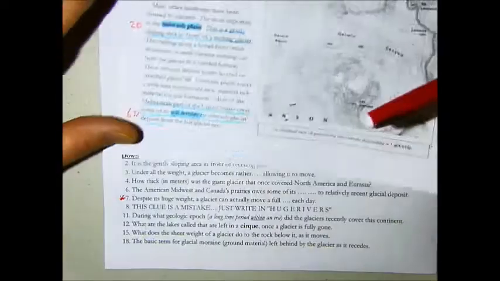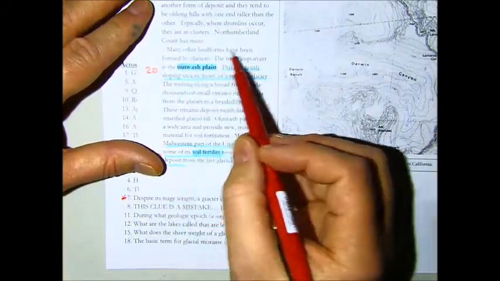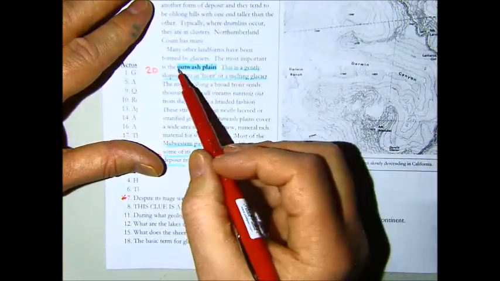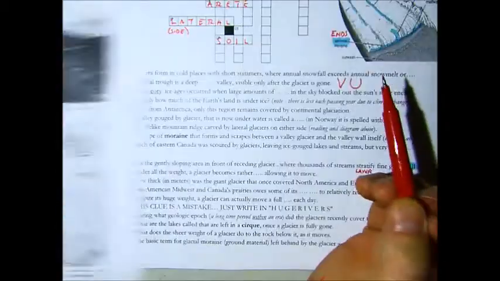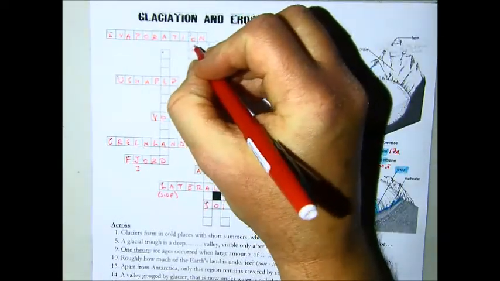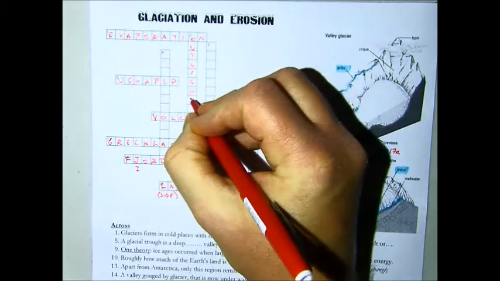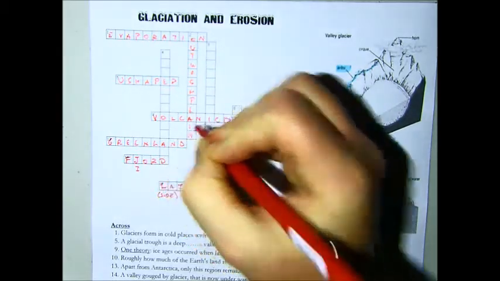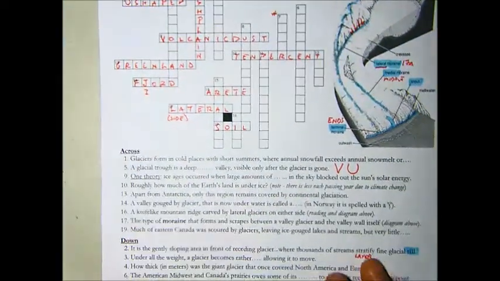And the answer is on the features side of the page of the reading. Many other landforms form glaciers. The most important is the outwash plain, a gently sloping area in front of a melting glacier. Okay, so we want the one up here, outwash plain. Okay, leaves all kinds of finely stratified till.